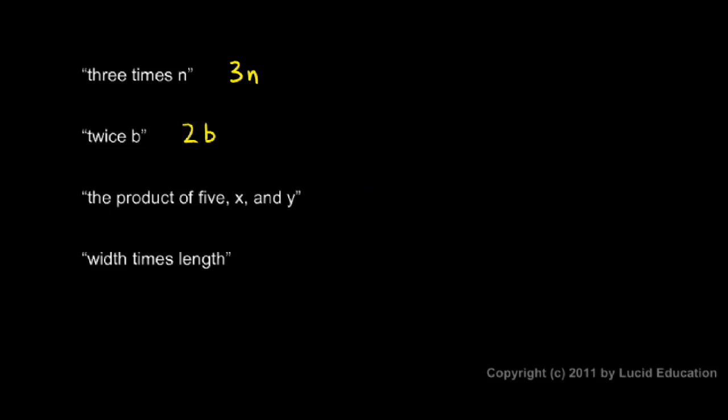The product of 5x and y, well, there's 3 things here, the 5, the x, and the y. All 3 of those are multiplied together. I would just write 5xy. And this x here is a variable. That's not a times symbol, so this doesn't mean 5 times y. What this means is 5 times x times y.